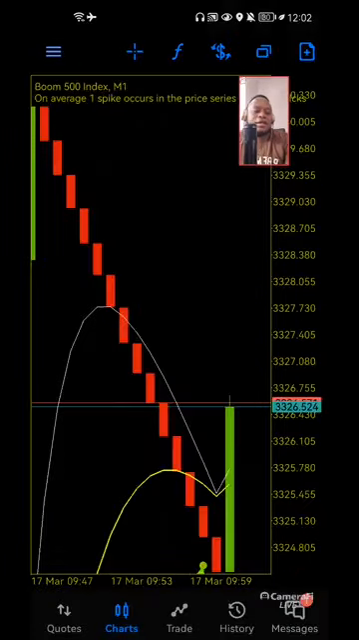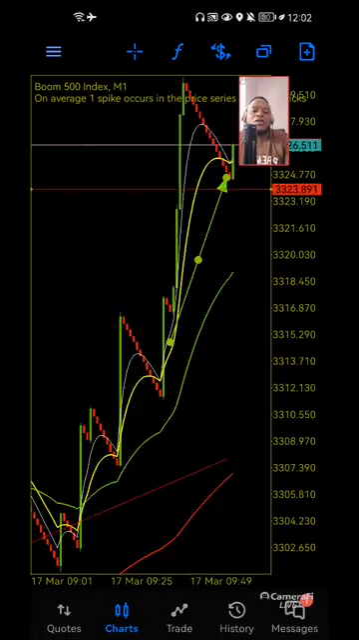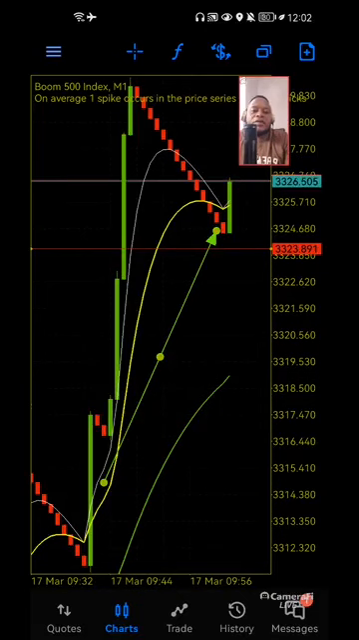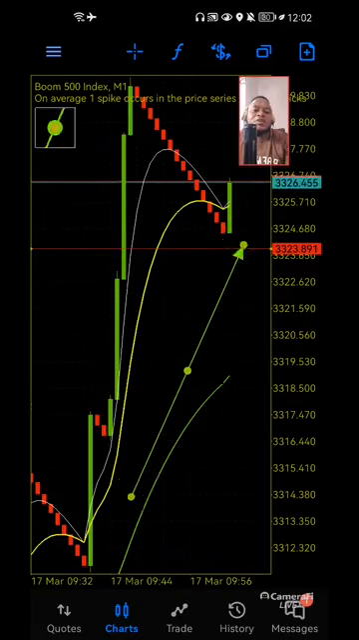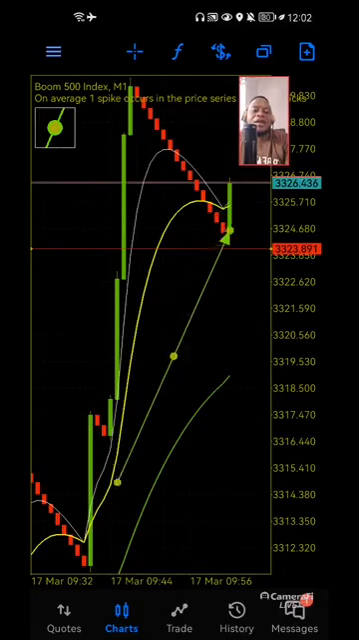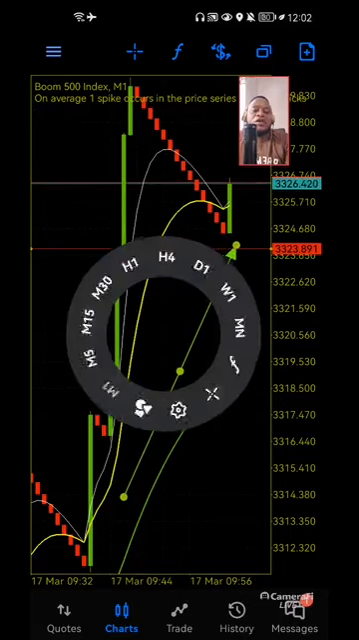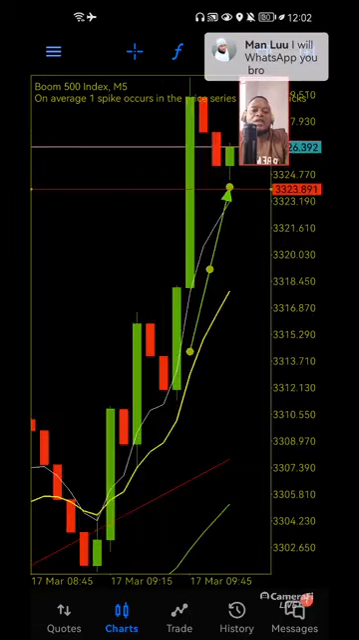It has spiked. Like I said, wait, your spike is coming. There where we put the arrow, 1, 2, 3. We got a spike. You don't get out because you are 3 minutes away from the completion of the candlestick that gave you a spike.